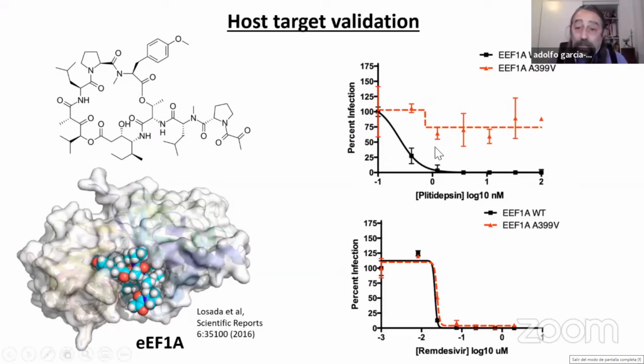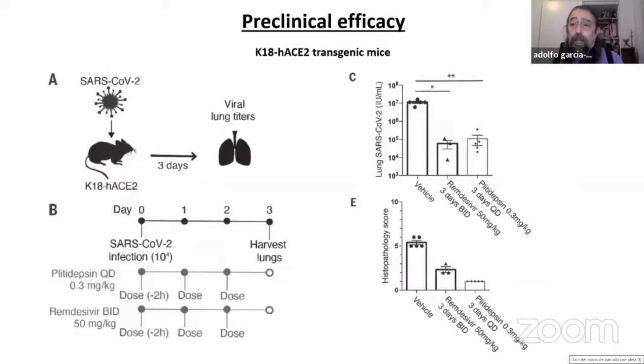But this demonstrates that plitidepsin is inhibiting viral replication of SARS-CoV-2 by binding specifically to EEF1A, and not by binding to some other factor. Drugs usually bind to more than one factor, and sometimes it's difficult to know if they have off-target effects. So in this case, it's not an off-target effect; it's by binding to EEF1A that plitidepsin is inhibiting viral replication. Now, knowing that, we started to go into in vivo.